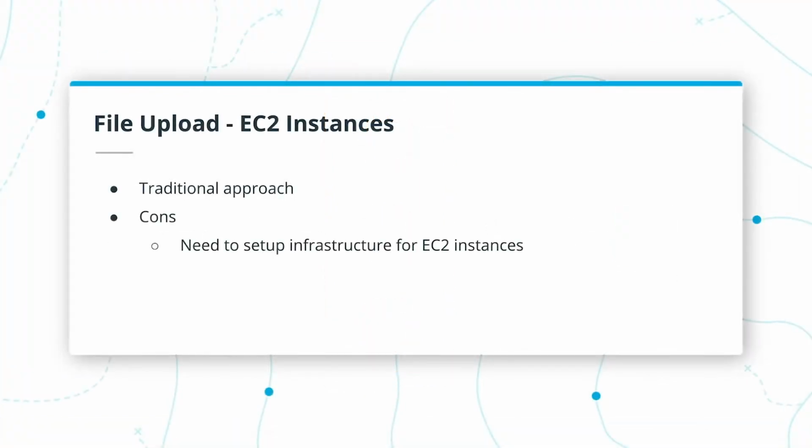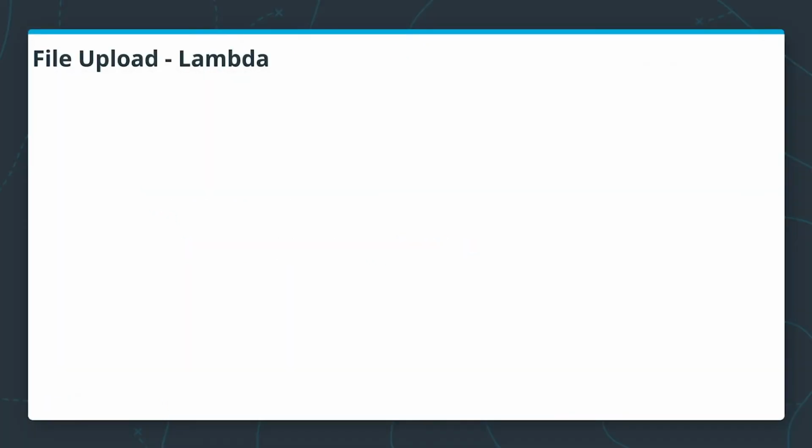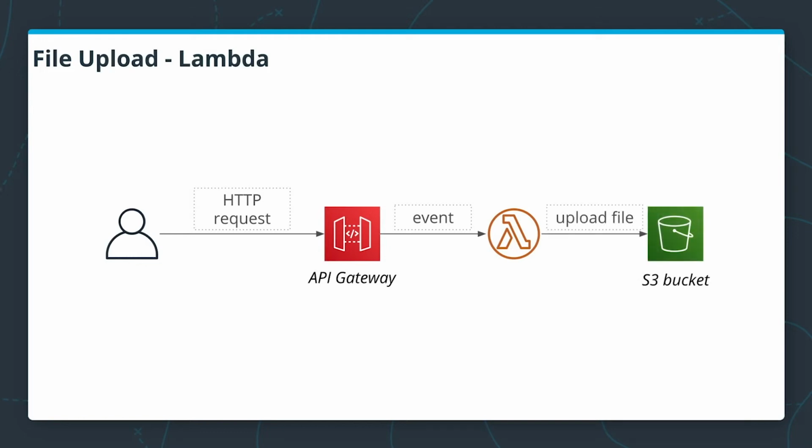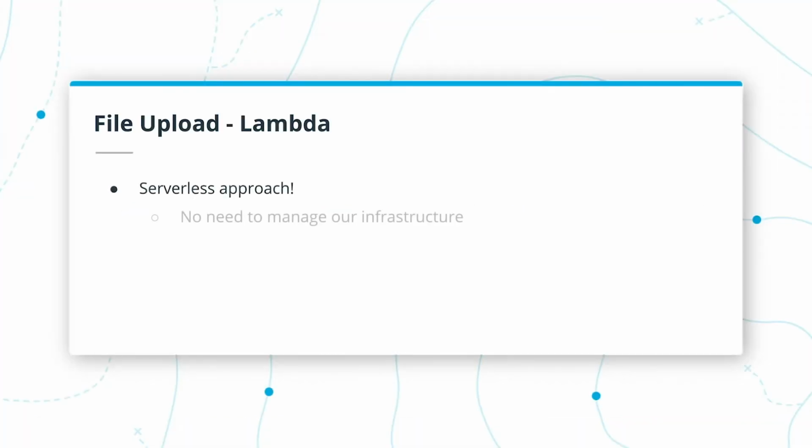Now, the problem with this approach is that we need to set up infrastructure with EC2 instances. And this is exactly the problem that serverless is trying to solve. Well, the other approach that we could use is to replace those EC2 instances with Lambda functions. So instead of sending requests to EC2 instances, they will be sent to API Gateway that will send an event to an AWS Lambda function, and this Lambda function will read a file from an event and will upload a file to an S3 bucket. That, of course, is a serverless approach, and the benefit of it is that we don't need to manage our own infrastructure, but it has one problem.